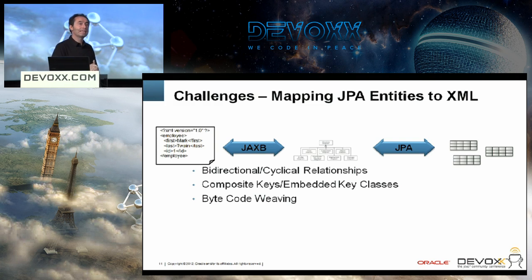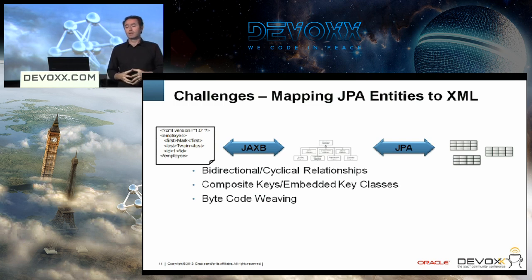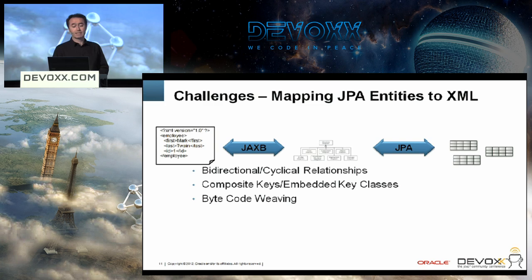The other thing is composite keys, embedded keys. So the idea of identification in databases is more sophisticated than XML. XML has a much simpler scheme for identifying objects. And then there's this sort of subtle issue of bytecode weaving.